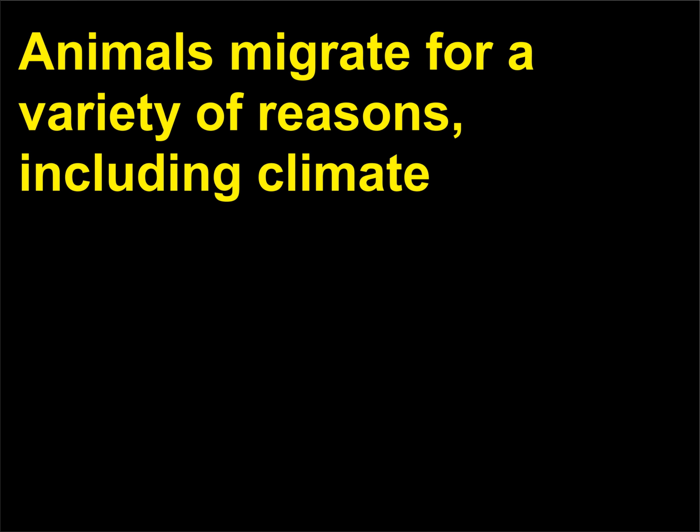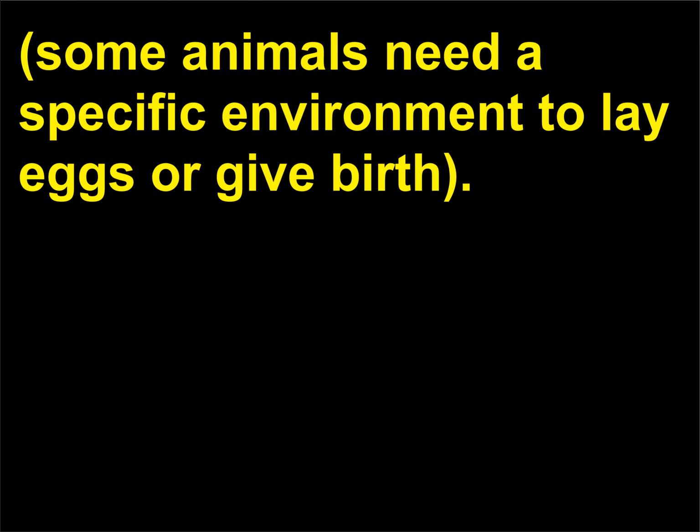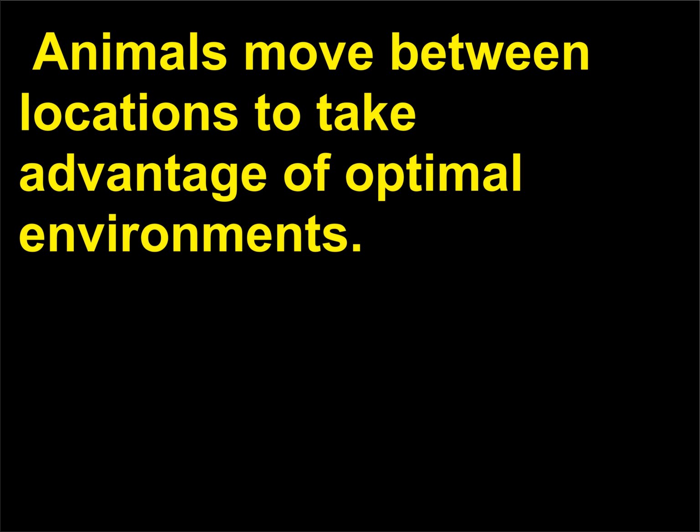Animals migrate for a variety of reasons, including climate: too hot or too cold during part of the year, food availability, seasonal, and breeding. Some animals need a specific environment to lay eggs or give birth. Animals move between locations to take advantage of optimal environments.